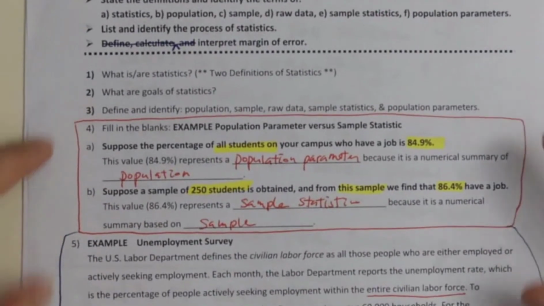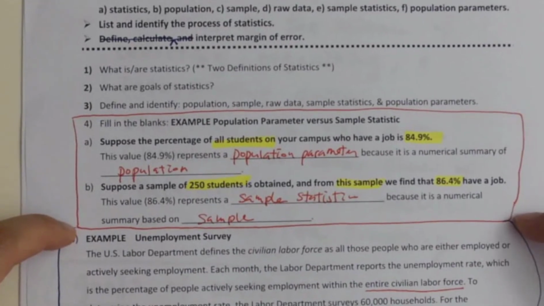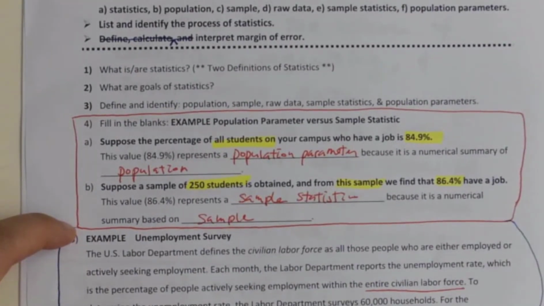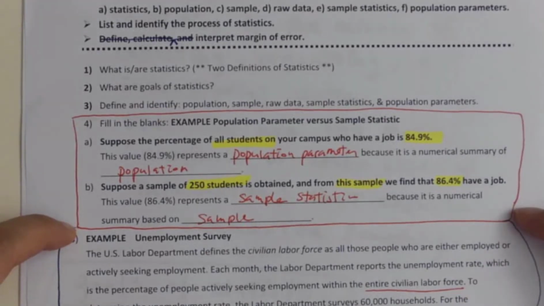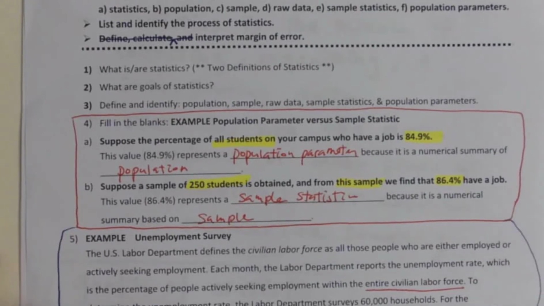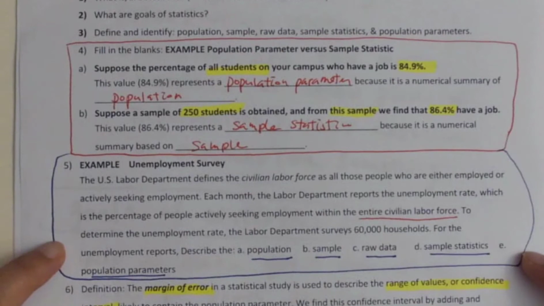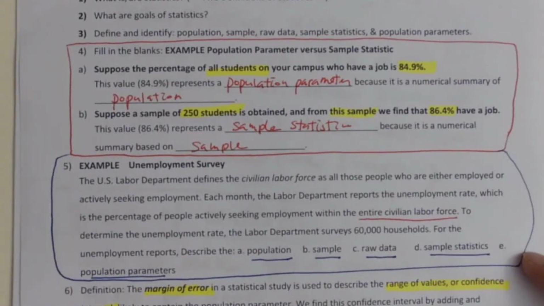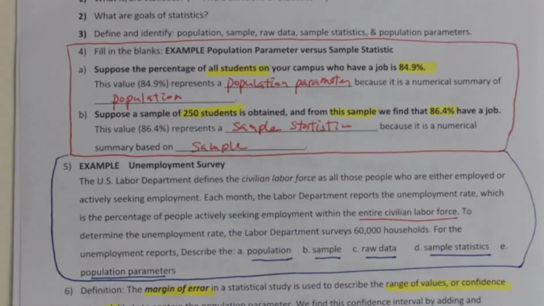And also, I may give you an example, and you need to identify the population, sample, raw data, sample statistic, and population parameter. I already graded your quiz, so make sure you go through it and see if you understand that. You need to know how to calculate the margin of error. Basically, whatever the sample statistic is, you subtract the margin of error and then add the margin of error. Then the population parameter would be between those two.